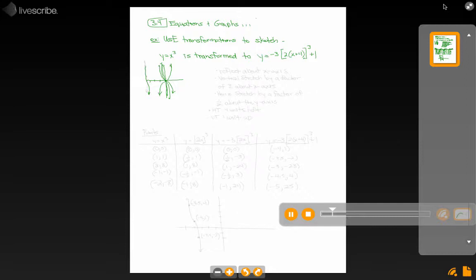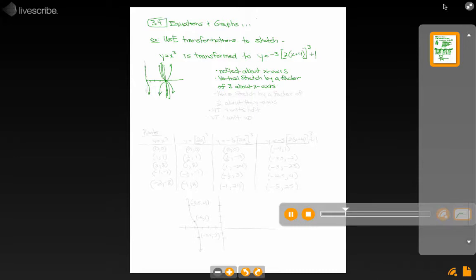So the first thing I would do is describe what each of these parameters does in this equation. The first thing is the negative. That's going to reflect this graph about the x-axis. So a very rough sketch is going to be turning this graph upside down. Now what is the 3? The description of that one is a vertical stretch by a factor of 3 about the x-axis. So this graph will get 3 times as tall or 3 times as steep. Again, roughly sketched, something like this. We'll do a much better job at the end.